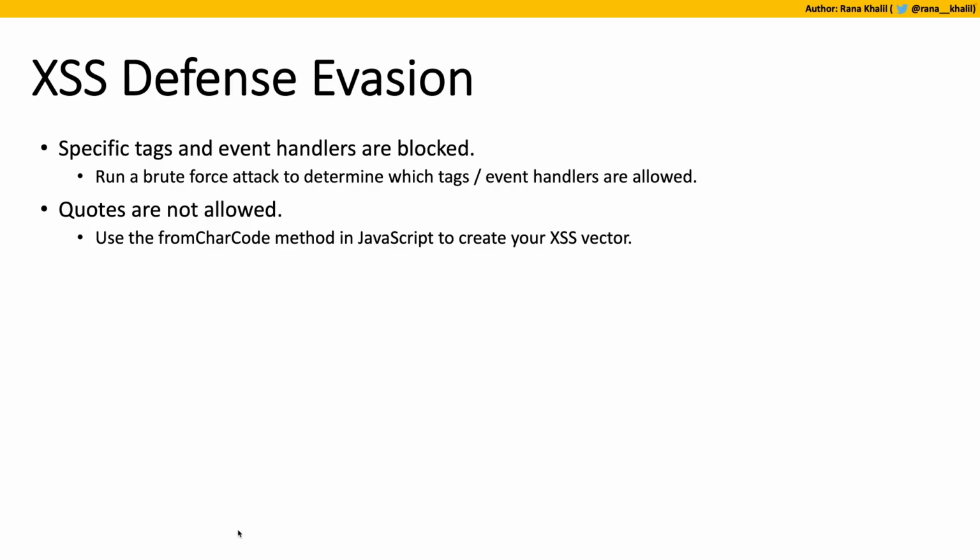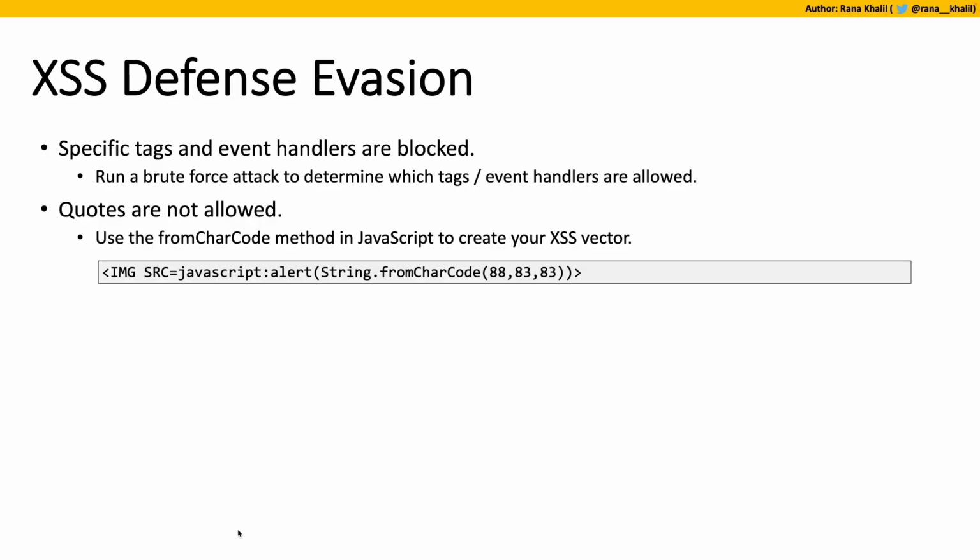Another defense mechanism could be, let's say, no quotes of any kind are allowed in the input vector. In that case, you could use the fromCharCode function to return a string that is created from a sequence of UTF-16 code units. Over here, you could see that I'm just saying the word XSS, but in a real payload, it would be much bigger than that. But this allows you to bypass the fact that you need to use single quotes or double quotes.